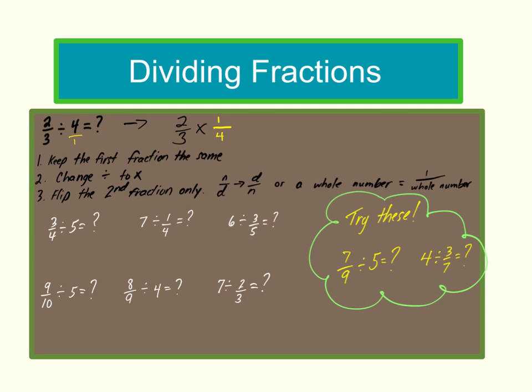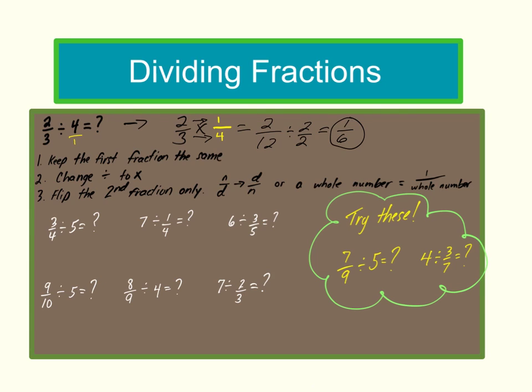My final step then is to follow typical multiplication rules where we multiply straight across. 2 times 1 is 2, 3 times 4 is 12, and our last step we can simplify by dividing by 2 over 2, since they're both even. We do 2 divided by 2 is 1, and 12 divided by 2 is 6. So there would be my final answer for the question, 2/3 divided by 4. Let's do a couple of these together, and then I have 2 for you to try.